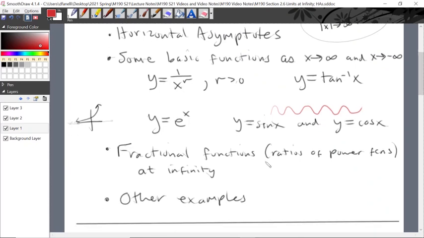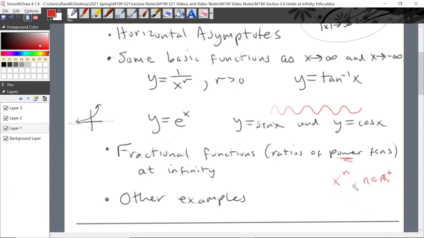Fractional functions, those would be ratios of power functions. Now, power functions would be functions like x to the power of n, for example, where n can be any real number. Let's make n a positive real number, because otherwise, if n was a negative number, we could write the reciprocal 1 over x to the n, where n becomes positive, and then we could be talking about this case over here. But let's say we take n as a positive real number then.